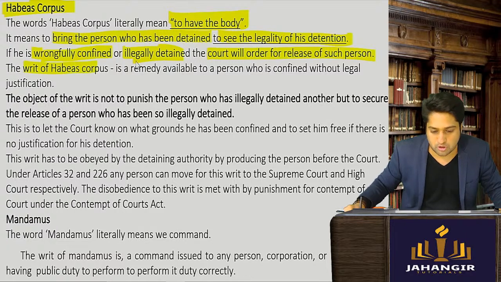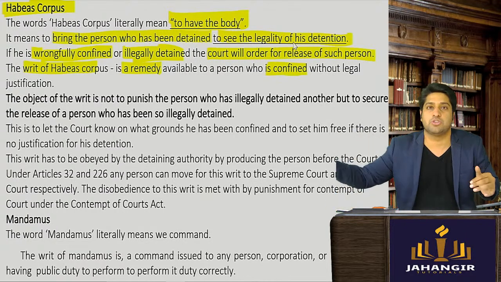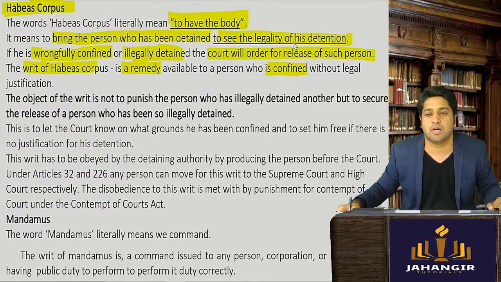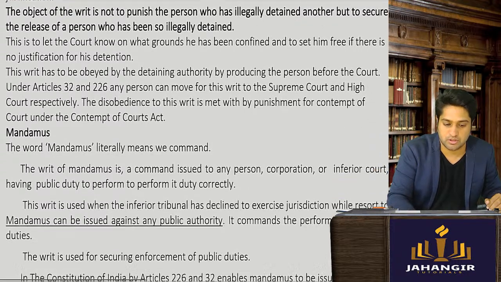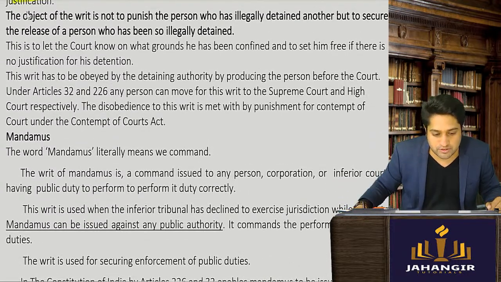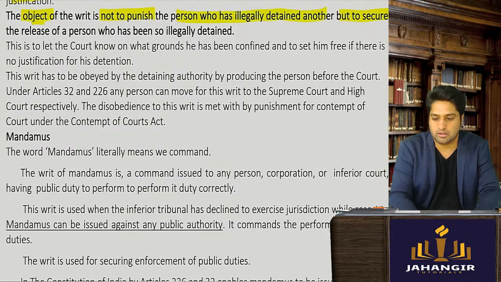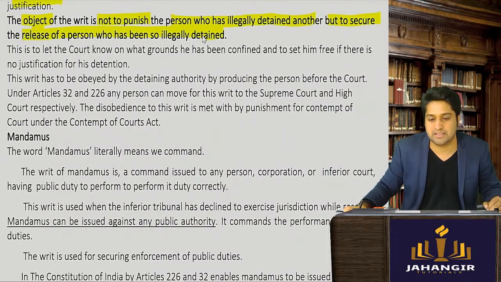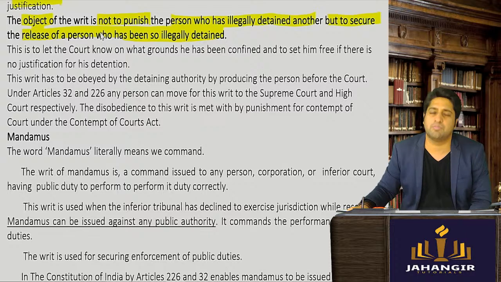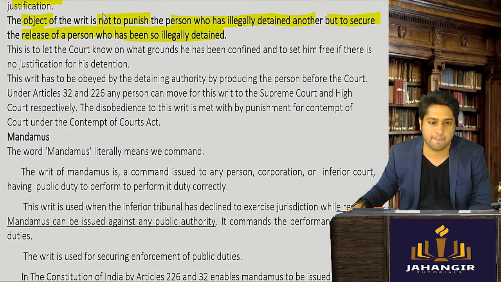The writ of habeas corpus is a remedy available to a person who has been confined, that is imprisoned, without a legal justification. The object of the writ is not to punish the person who has illegally detained another, but to secure the release of a person who has been so illegally detained. So the object is to release such person who is wrongly detained.